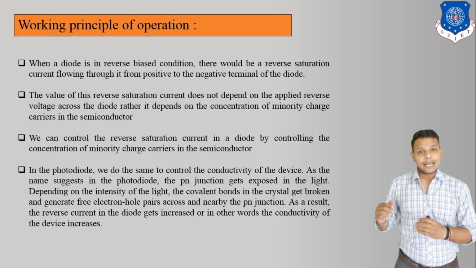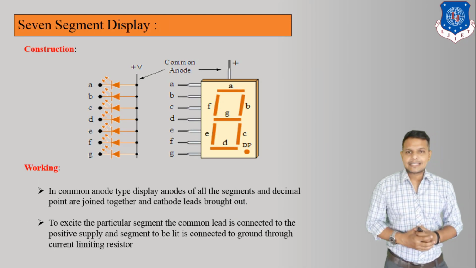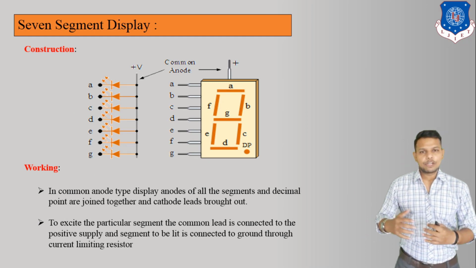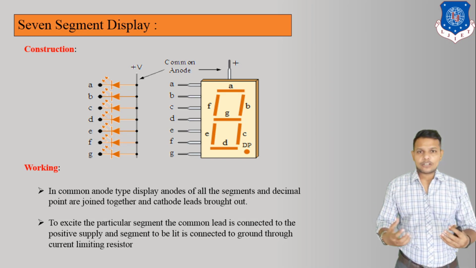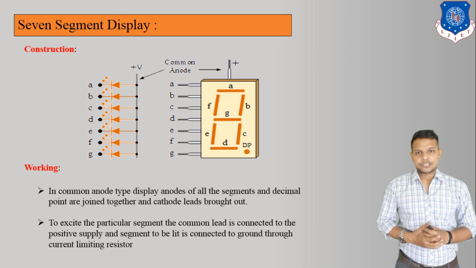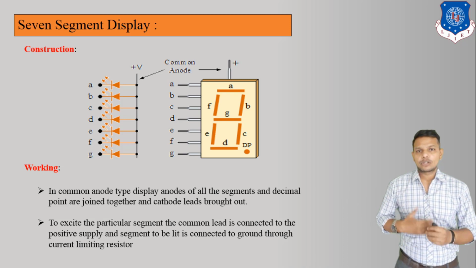So these are the applications of photodiode. Now let us discuss the 7-segment display. We all know about displays which are available in clocks, calculators and digital character representation. Here we can see the 7-segment display, and this is the basic display.